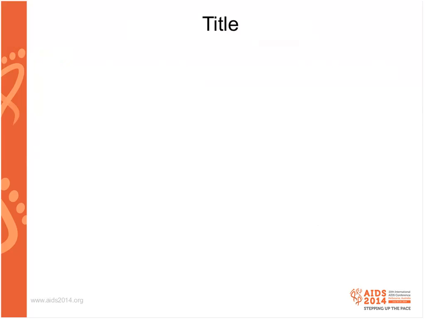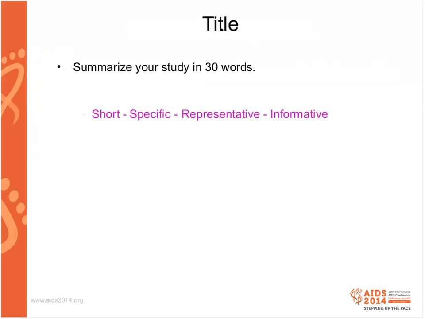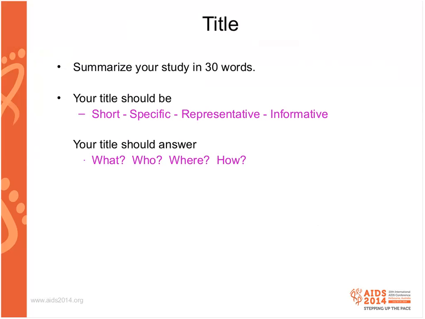In the title, you need to summarize your program in 30 words or less. Your title, therefore, needs to be short, specific, and also representative and informative at the same time. Think of the question, what is the topic? Who is the population? Where was the program implemented? And how was the work done?